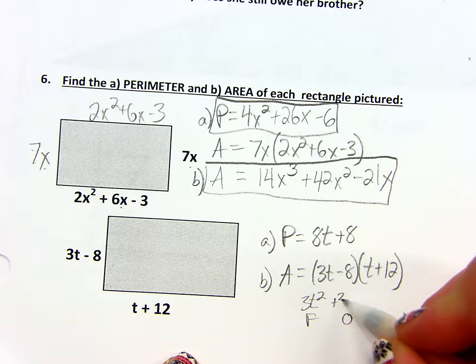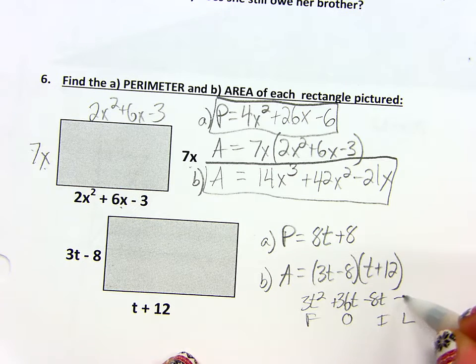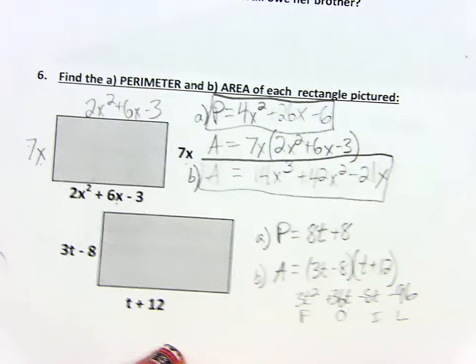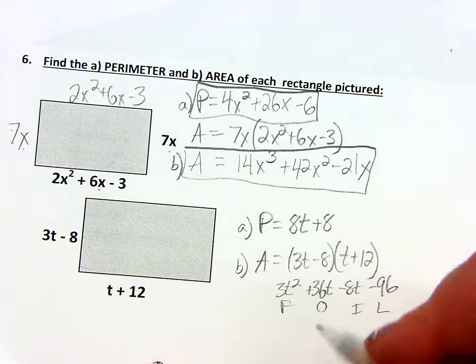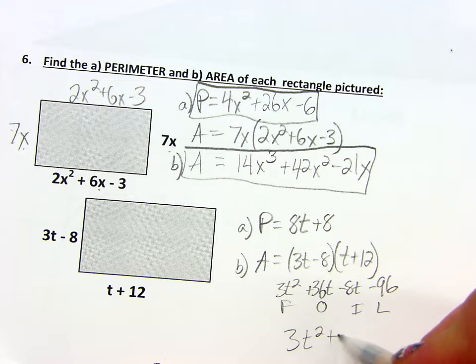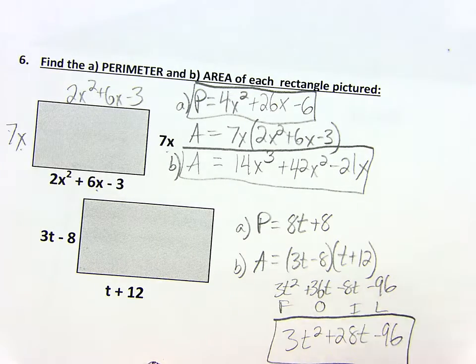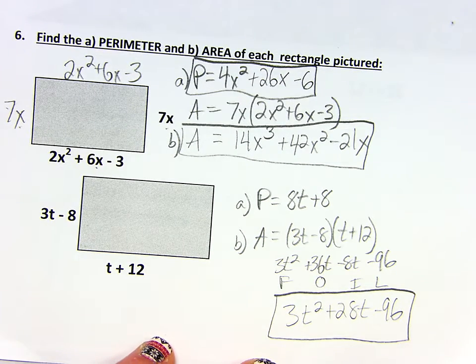3t squared plus 28t minus 6. Combine like terms. And that is our expression for the area of this rectangle.